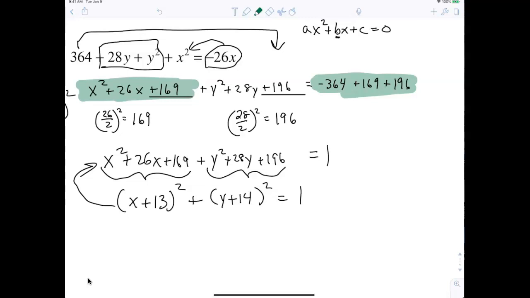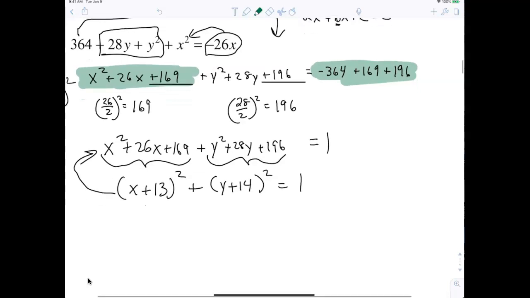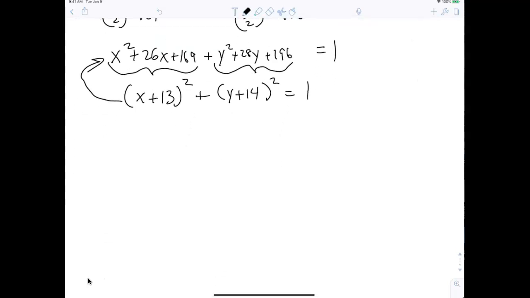All right. Now, you should be able to tell me what is now the center of the circle, guys? Negative 13, comma, negative 14, and r in this case is what? 1. It really is that simple. All right, super important though, guys. Super, super important, especially next year for Algebra 2.